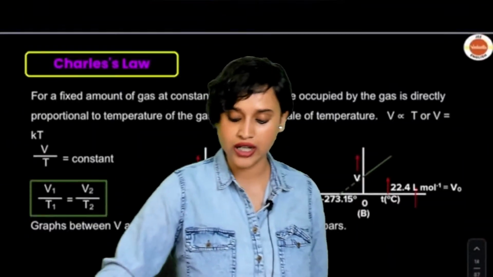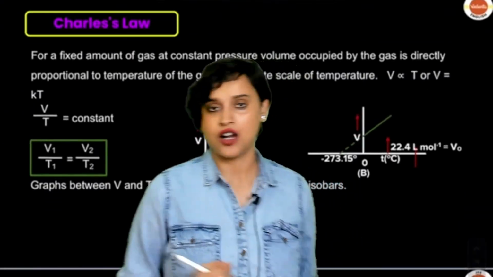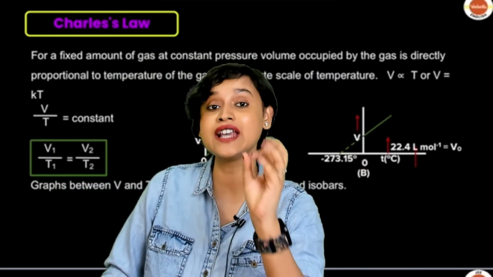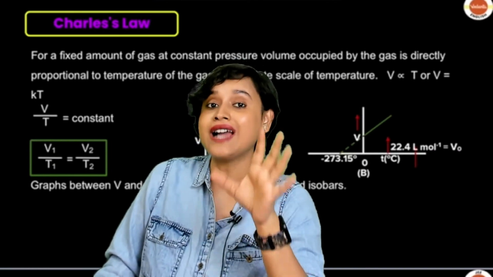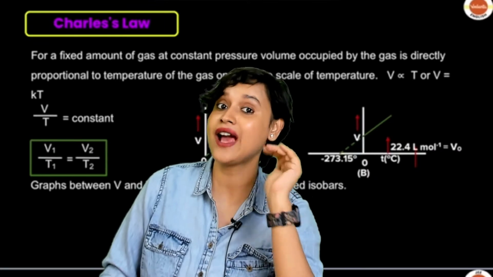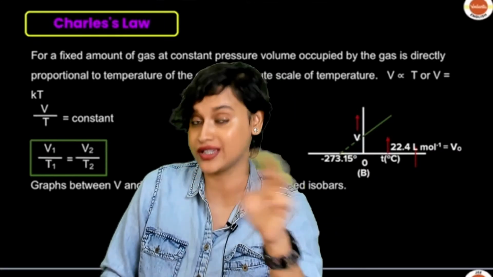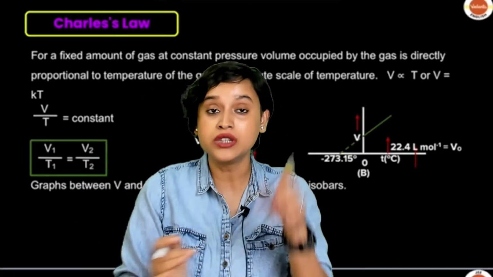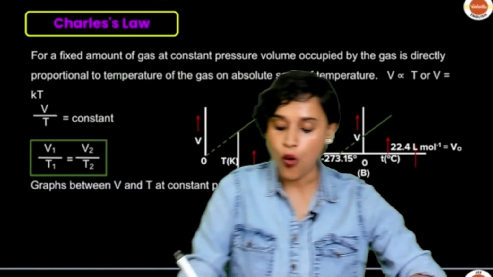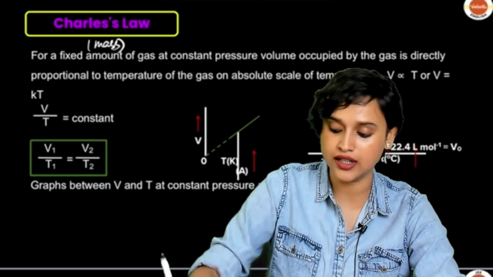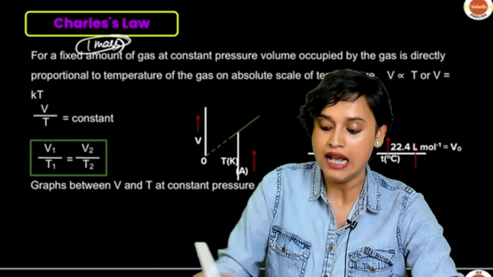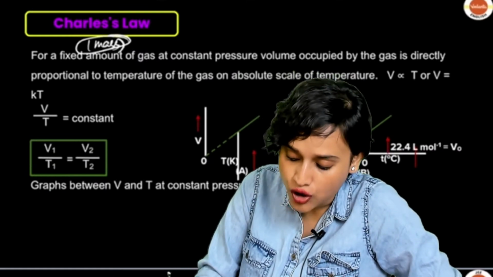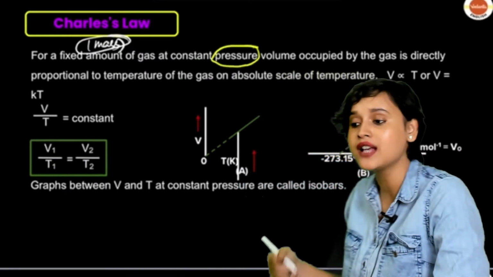Chalo guys, moving on to the next one, which is your Charles' law. All this time what we did was we kept temperature constant, which is why we got isotherm. We kept the temperature and the mass, the amount, constant, and we varied the graph with respect to pressure and volume. This time, let's keep the mass constant, and along with mass, let's keep pressure constant.